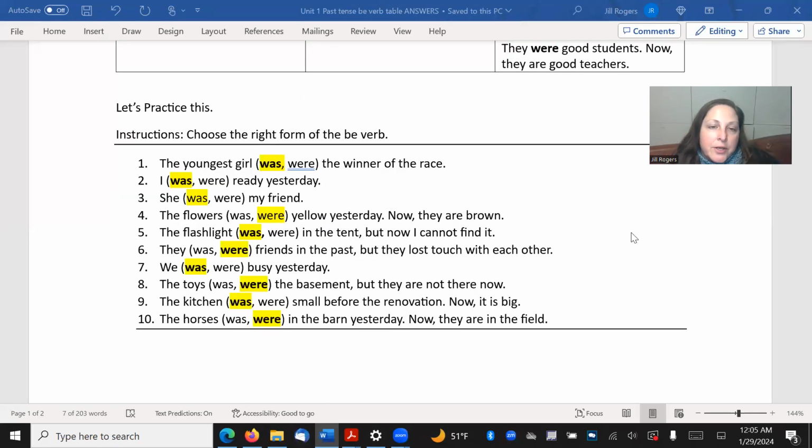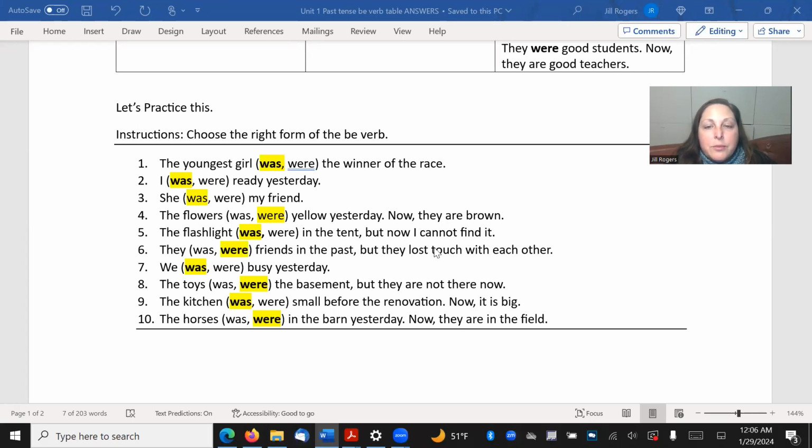Okay, so let's go ahead and check your answers and see if you got them correct. So I'll go ahead and start with number 1, just so you can hear it and get the feel for it. So number 1 is the youngest girl was the winner of the race. Number 2, I was ready yesterday. Number 3, she was my friend. Number 4, the flowers were yellow yesterday. Now they are brown. Number 5, the flashlight was in the tent, but now I cannot find it.